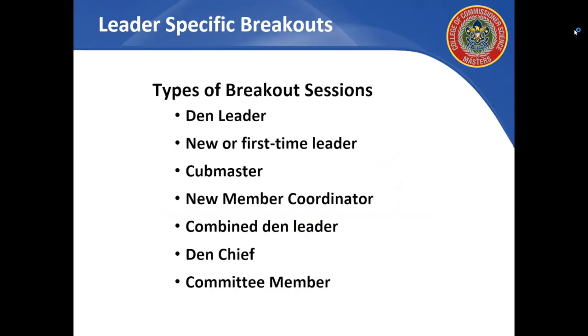Okay. So this is going to go through each of these types of breakout sessions. If yours isn't there yet, to where you have sub breakouts of each of these leader specific, keep in your mind, okay, this is for that 5-10 minutes that's devoted to the den leaders, or those 5-10 minutes devoted to, say, you have some visiting den chiefs. Okay.